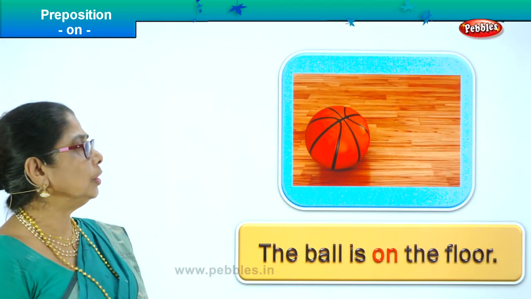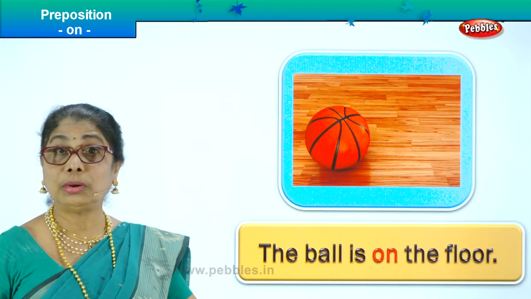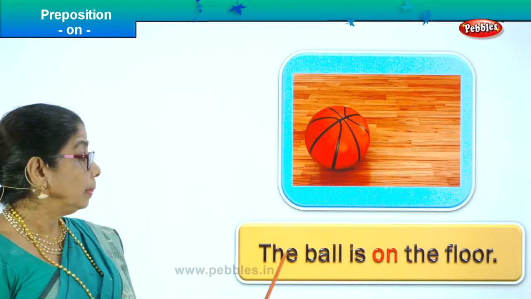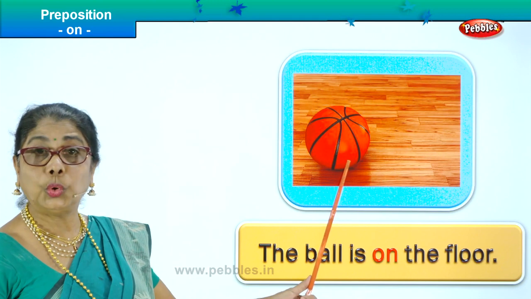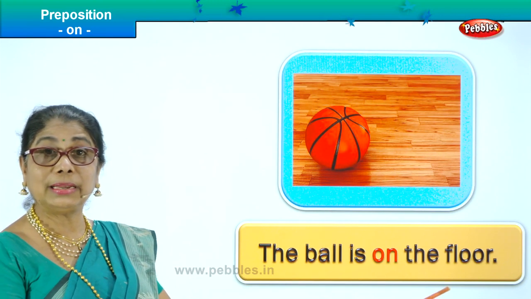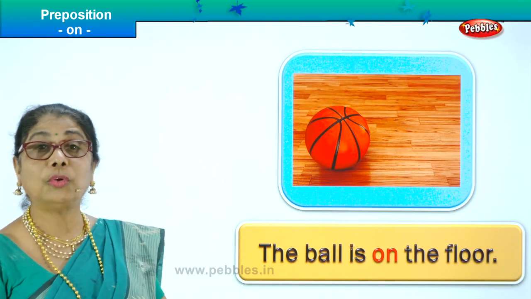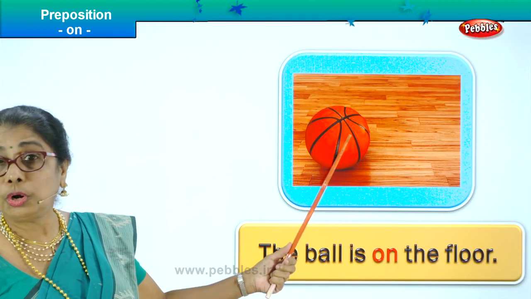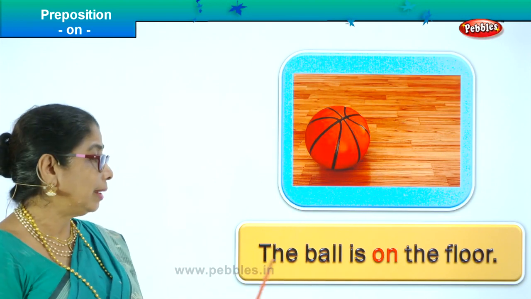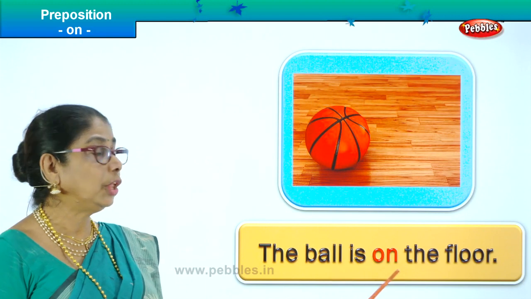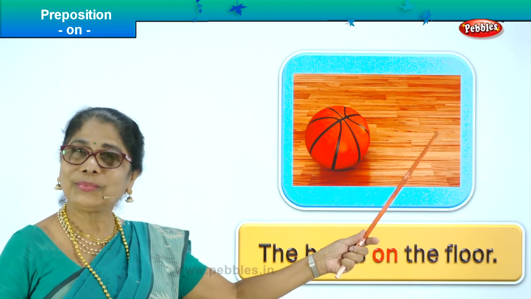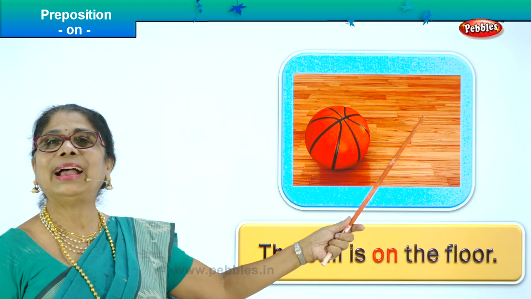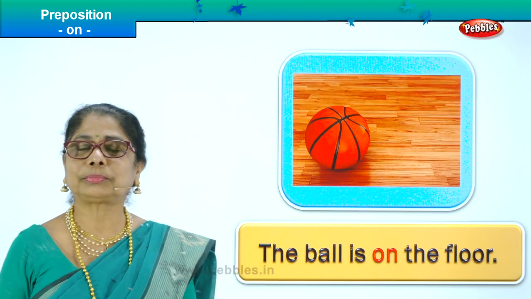Let's take a new picture. Where is the ball? The ball is on the floor. You don't keep it anywhere else. If you keep it on the table, it will roll down. Where is the ball here? The ball is on the floor. Read. The ball is on the floor. Good.